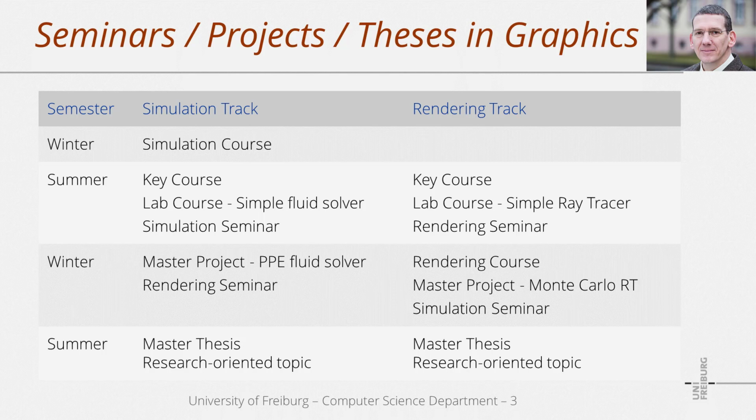In the simulation track, for instance, one could implement a simple fluid solver in the lab course. This simple fluid solver could be extended or improved in the master project. For instance, the data structures for the neighbor search could be improved, or the pressure computation could be improved by incorporating a so-called PPE solver, where PPE stands for pressure-Poisson equation. Based on the results of the master project, it would be possible to write a master thesis that addresses very interesting, challenging and relevant aspects in fluid simulation. So in the master thesis, it would be possible to focus on a research-oriented topic.